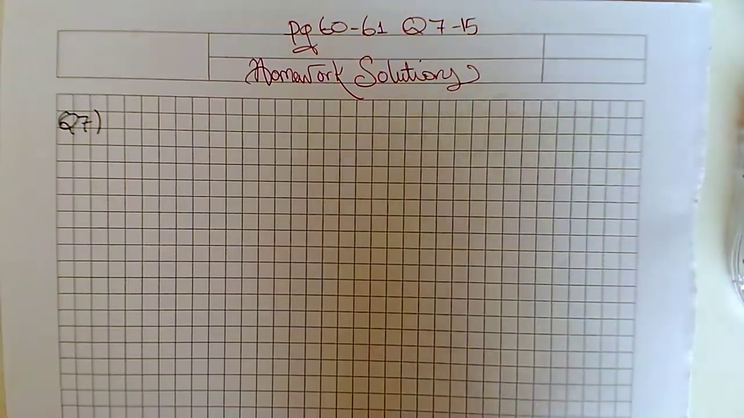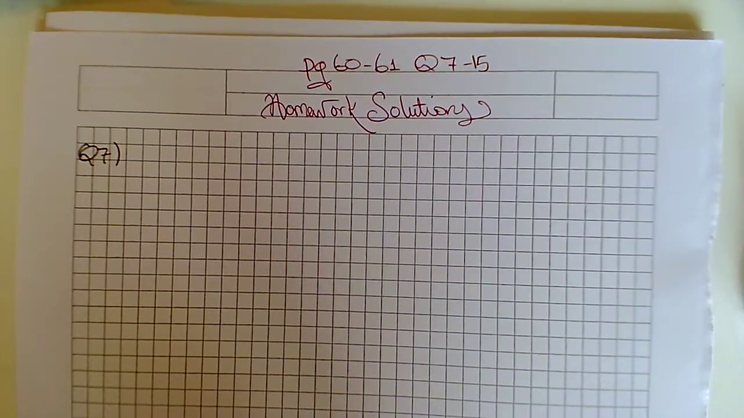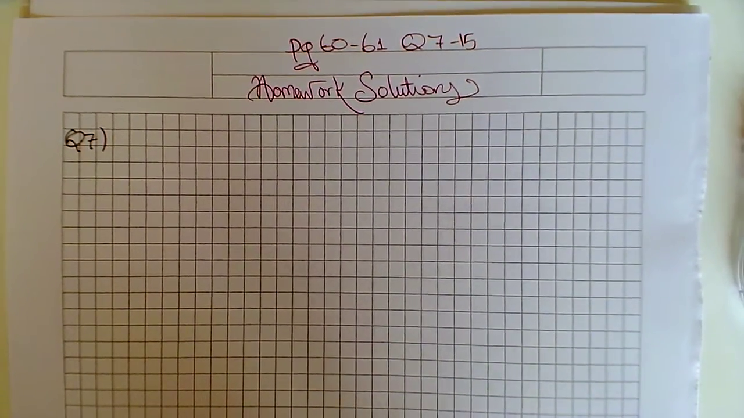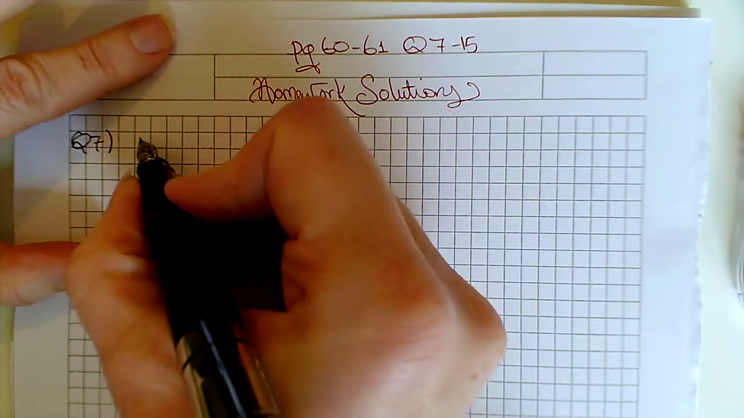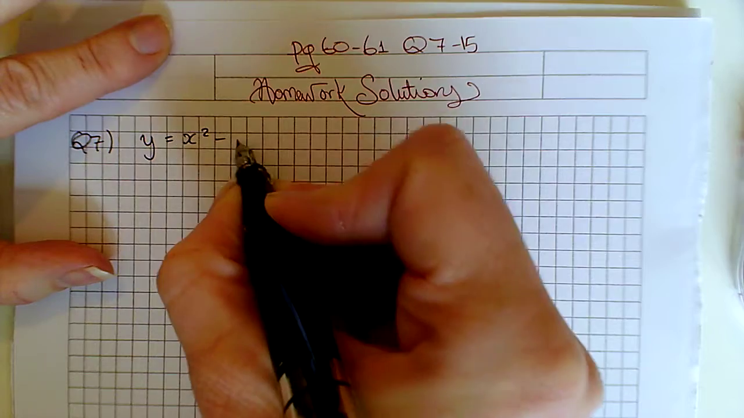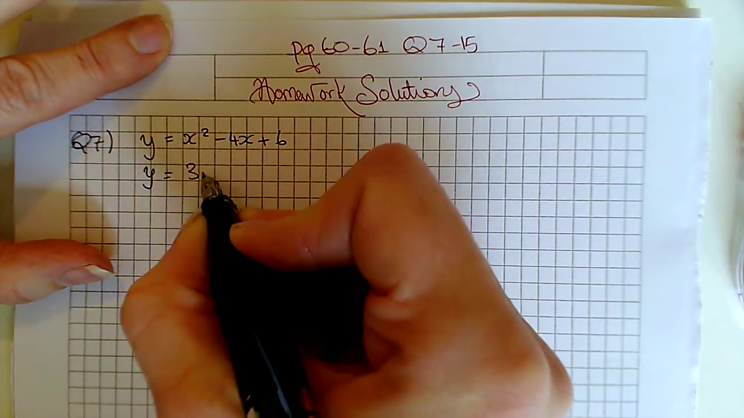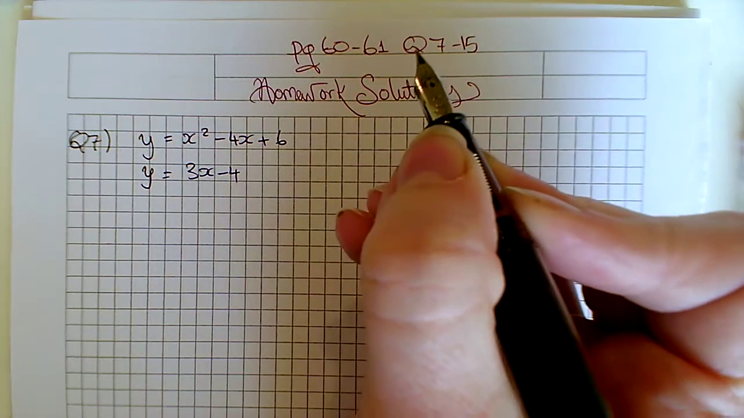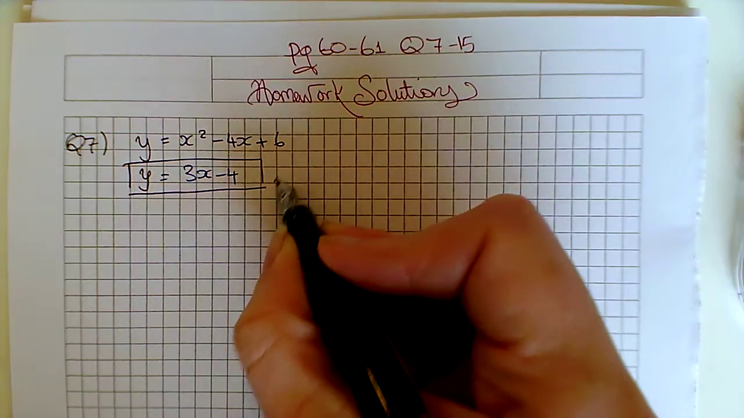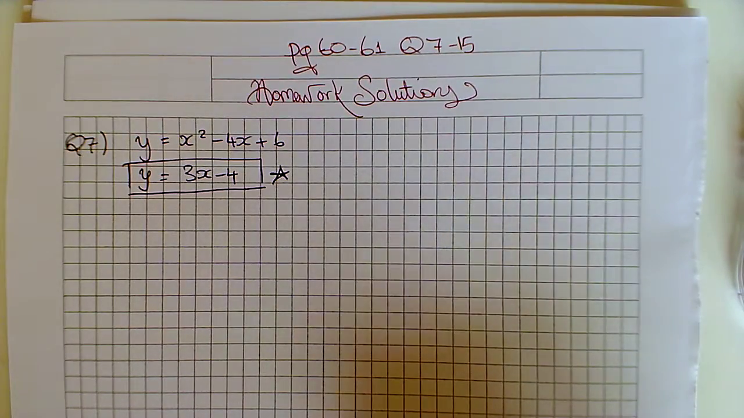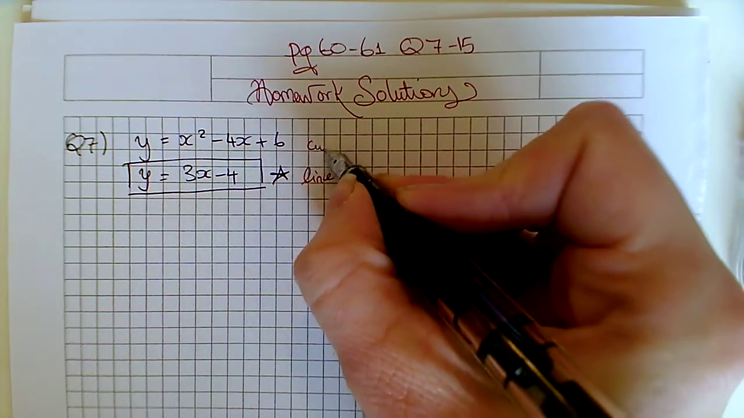Now, I'm going to start with question 7. This work is on pages 60 and 61 of your textbook, and we'll go through the solutions. For question 7, we had y equals x squared minus 4x plus 6, and y equals 3x minus 4. This was already rearranged. We already have our linear equation arranged with y on its own, so that makes it really easy to substitute right into our curve. So there's our line and there's our curve.